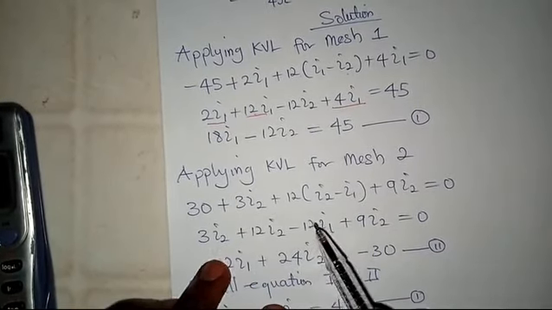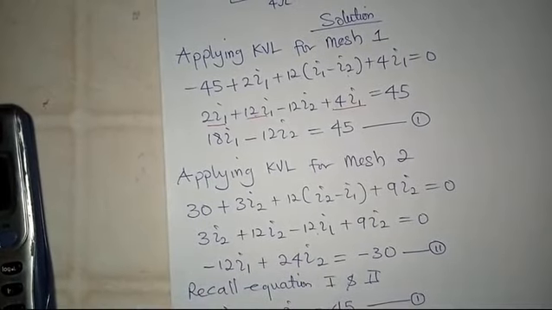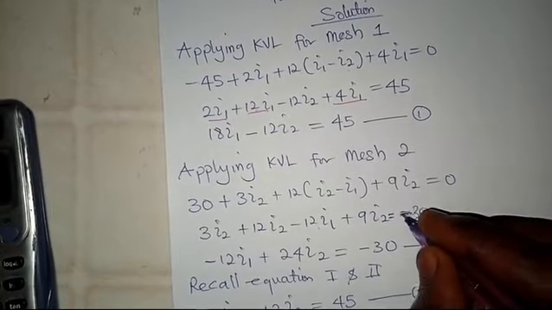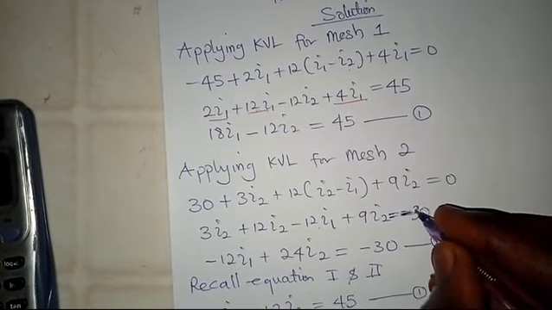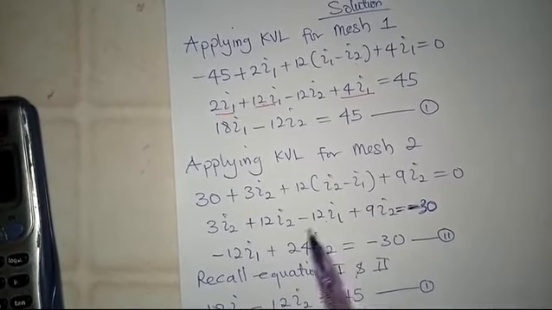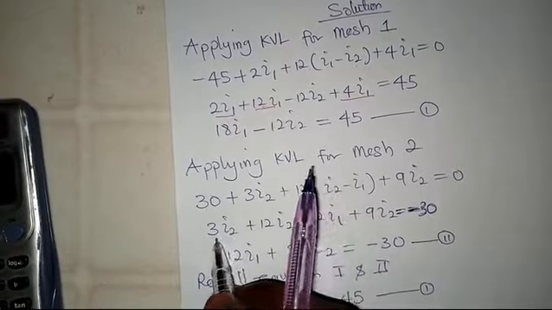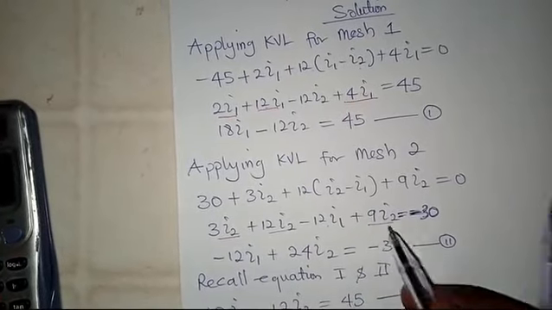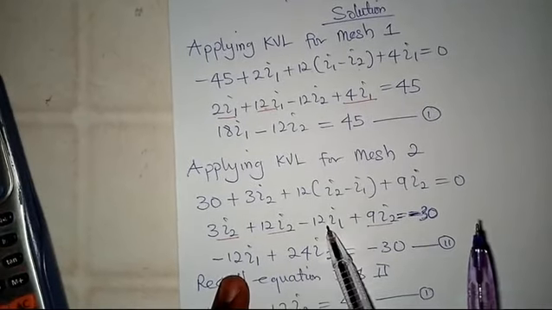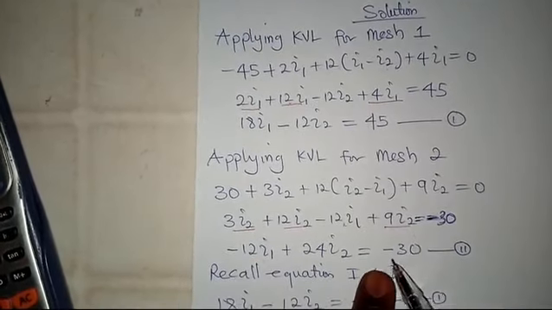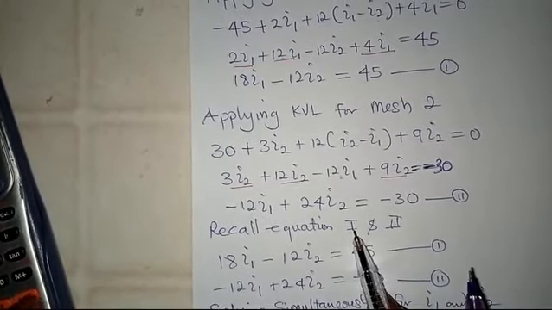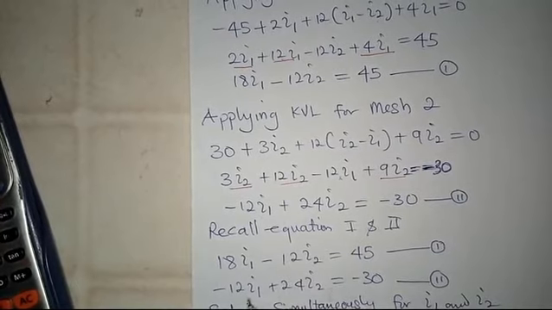I move this 30 to the right hand side, you have minus 30 there. Yes, that's correct. Minus 30 there. And arrange it. I1 is here. You see that if you have I2 here, you have I2 here, and we have I2 here. 3 plus 12 plus 9 gives us 24, and the minus 12 I1 is still there, equals to minus 30. Recall equation 1 and equation 2, which is equation 1 and equation 2 it is.